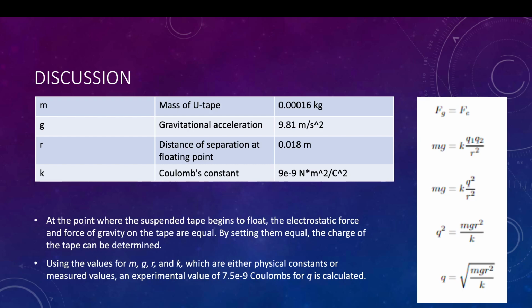At the point where the suspended piece of tape begins to float, the electrostatic force and force of gravity on the tape are equal. By setting them equal, the charge of the tape can be determined. From the derivation on the right, and using the values for m, g, r, and k, which are either physical constants or measured values, an experimental value of 7.5 times 10 to the negative 9 coulombs, or 7.5 nanocoulombs, for Q, the charge of each tape, is calculated.